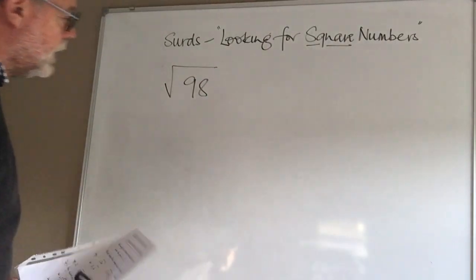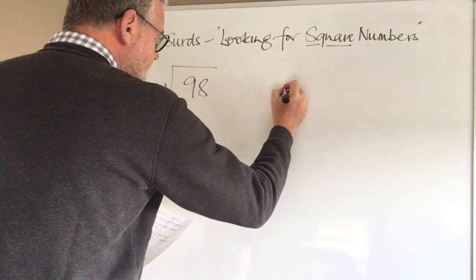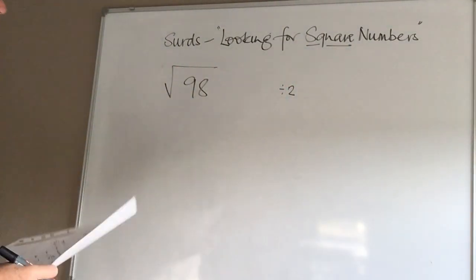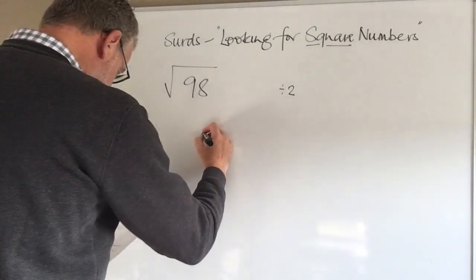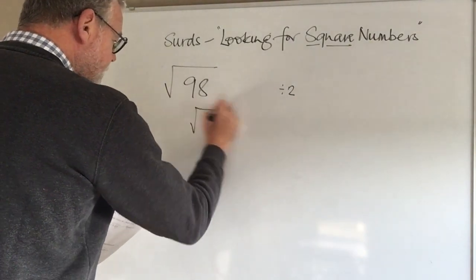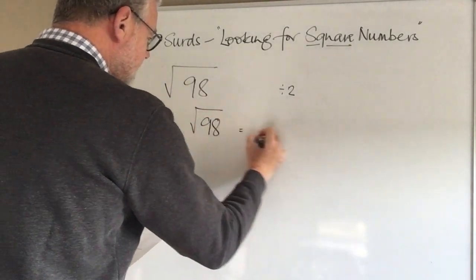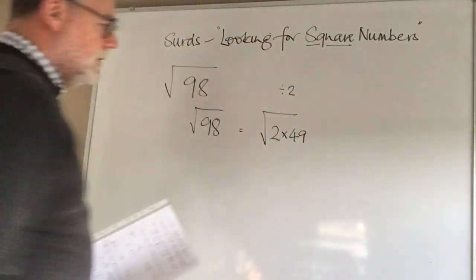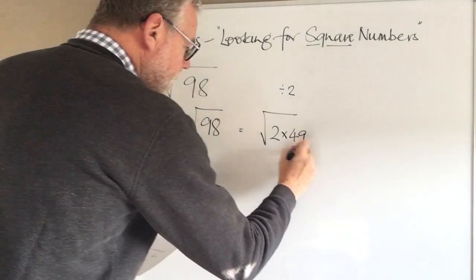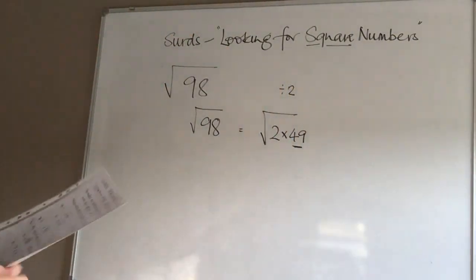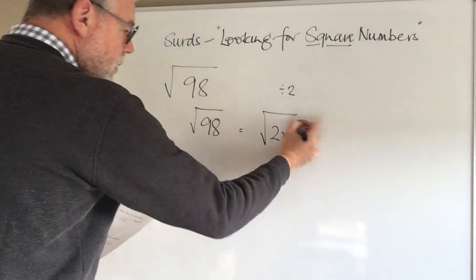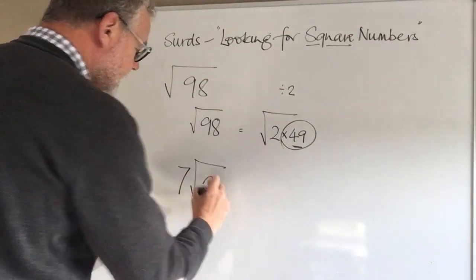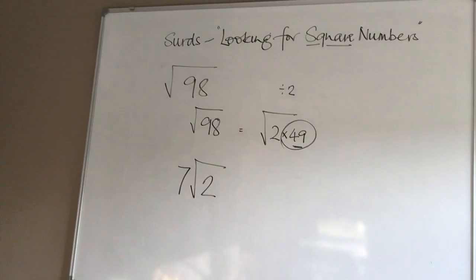Well, as soon as we start that process, just look. If I say, what if I divided that by 2? Oh, I've got a result. So immediately now I can see that root 98 is the same as root 2 times 49. And now, bingo, I've got my square number. I know the square root of 49 is 7, so I can simplify that to 7 root 2.